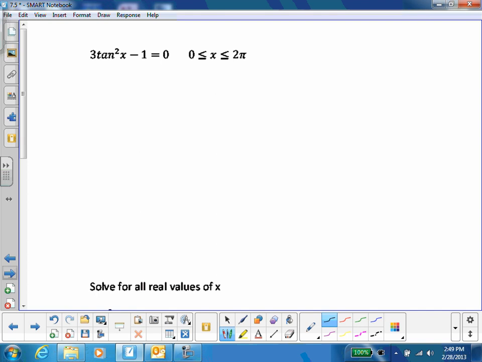You try this one. So you've got to keep track. Do I want positive or negative values? And then which quadrants give me the positive and which ones give me the negatives?